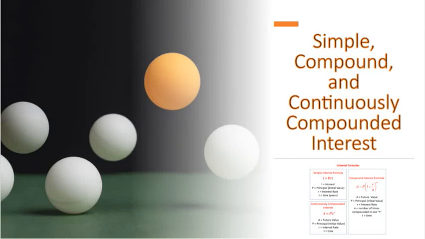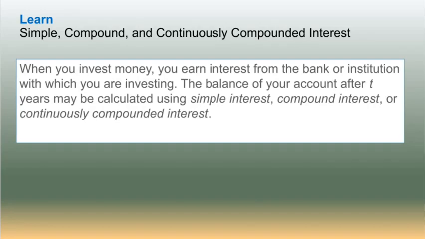Lesson 8-6, simple, compound, and continuously compounded interest. When you invest money, you earn interest from the bank or institution in which you are investing. The balance of your account after T years may be calculated using simple interest, compound interest, or continuously compounded interest.